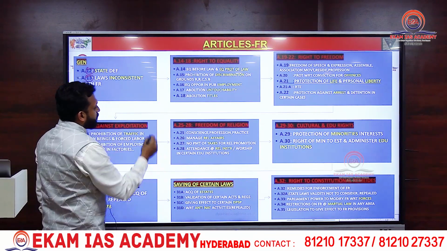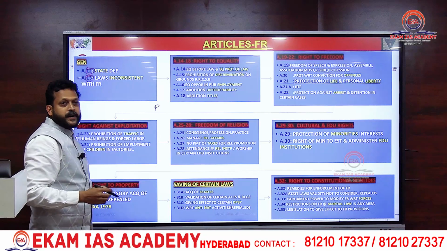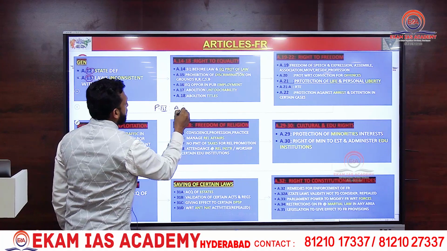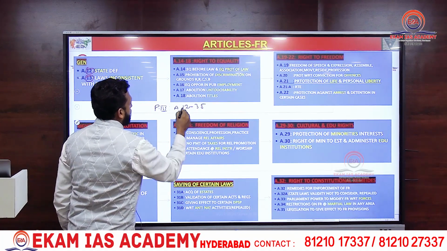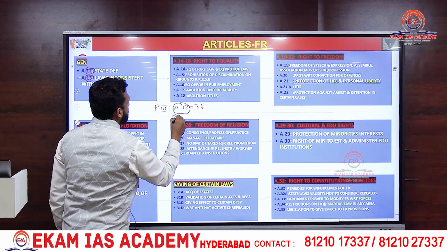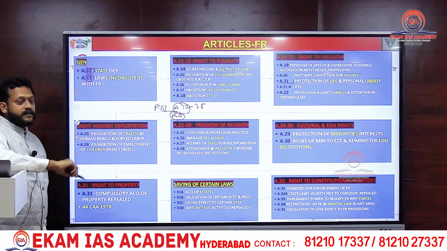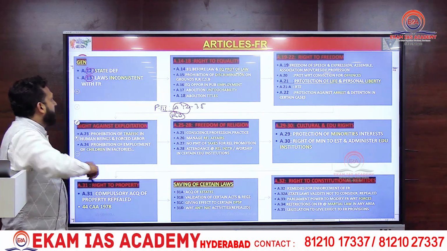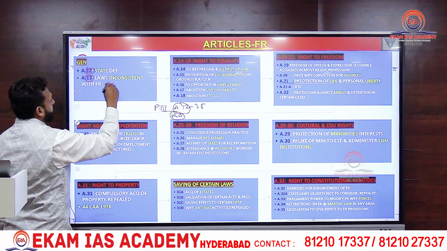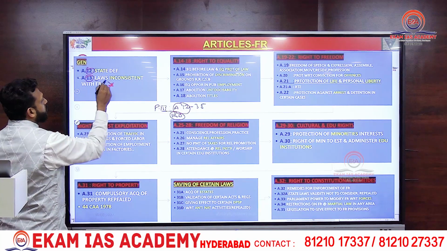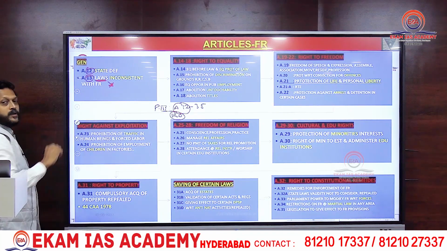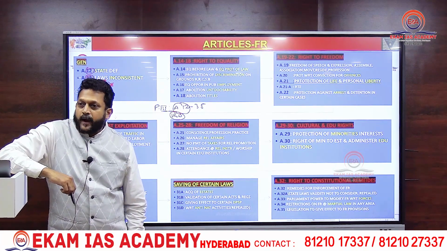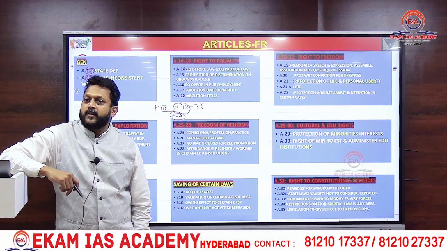Just before going to DPSP, fundamental rights are under which part? Part 3 of the Constitution, articles 12 to 35. Articles 12 and 13: state definition and laws inconsistent with the fundamental rights. Please make note of article 13, it will keep on coming later on also. Why? Yesterday I told you, here it has been told, laws inconsistent with the fundamental rights are void. If they are inconsistent with fundamental rights, they are void.